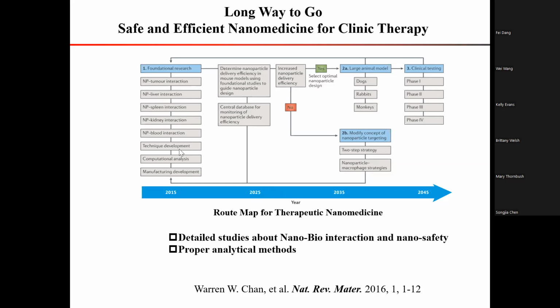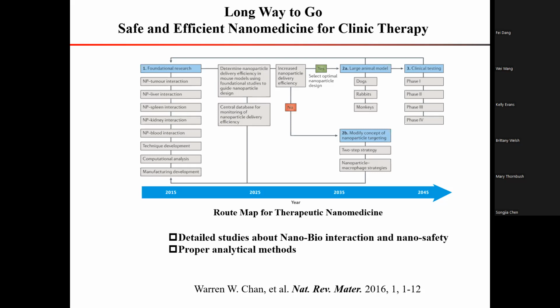We can see that we need to know much information about how nanomaterials interact with our tissues, such as the tumor, liver, spleen, kidney, blood, and other systems. Next, we need to know how nanomaterials interact with small animals and bigger, large animals. Then, based on this information, we modulate the properties of nanomedicine to have not only good performance, but also good safety. So that costs a long time.